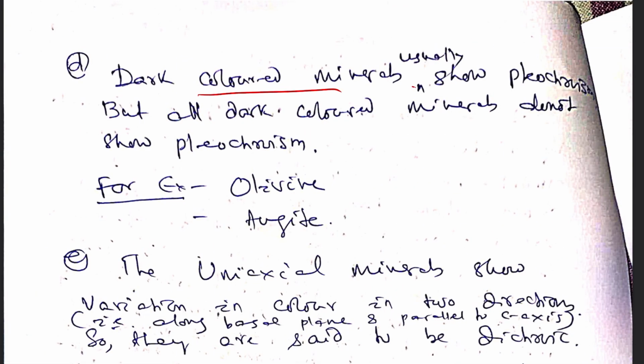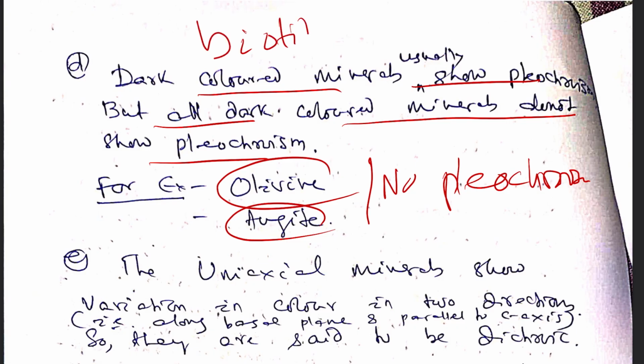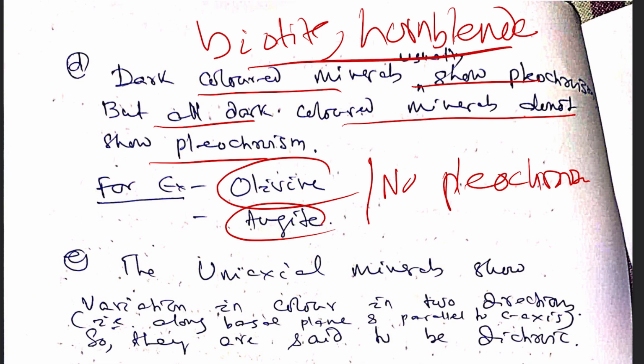Dark colored minerals usually show pleochroism, but not all dark colored minerals show pleochroism. For example, olivine and agate do not show pleochroism. But there are some dark colored minerals such as biotite and hornblende which show pleochroism. So pleochroism is shown by dark colored minerals, and again, not all dark colored minerals show pleochroism.